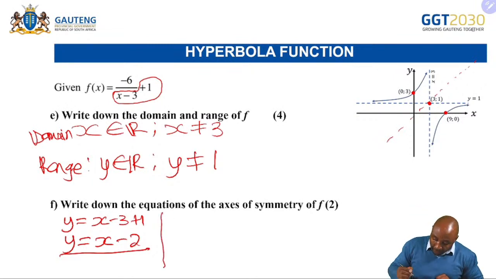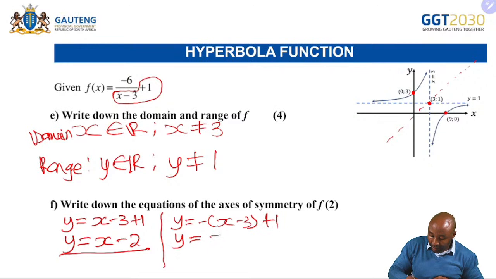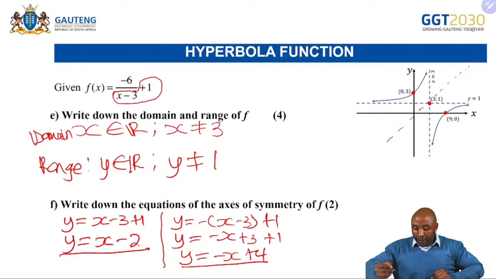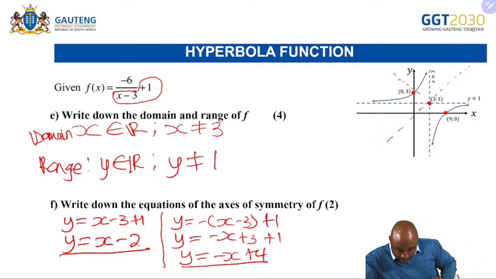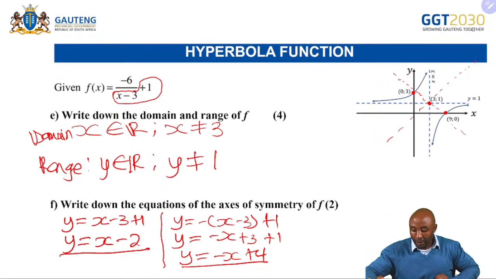The other equation of the axis of symmetry will be given by y is equal to negative x minus 3 plus 1. And this will give us negative x plus 3 plus 1. And the equation will be given by y is equal to negative x plus 4. And this is the one that has a negative gradient. So that one will intersect the two arms of our hyperbola in quadrant 2 and quadrant 4.